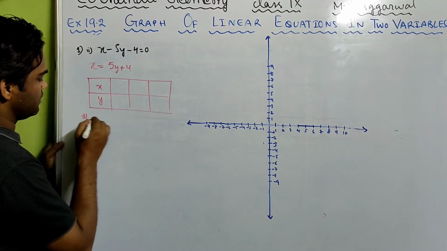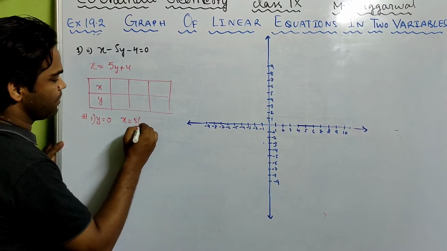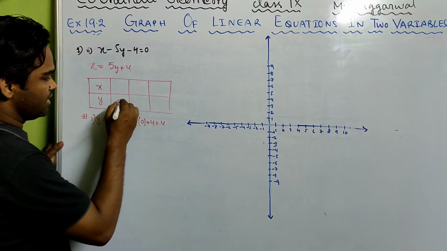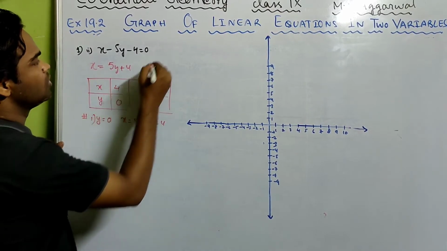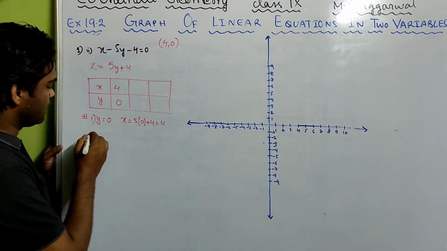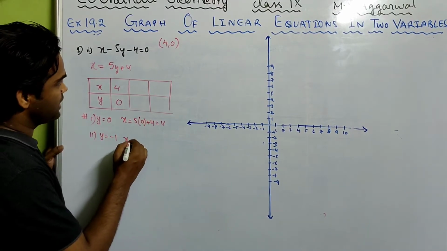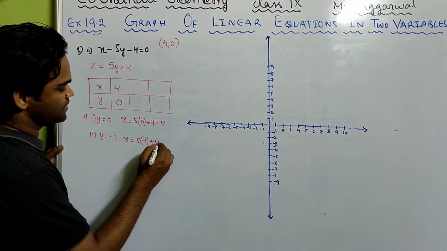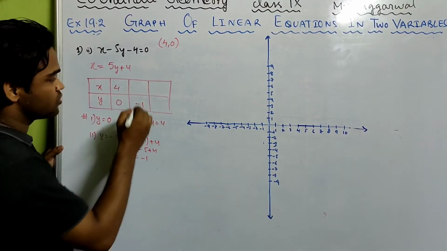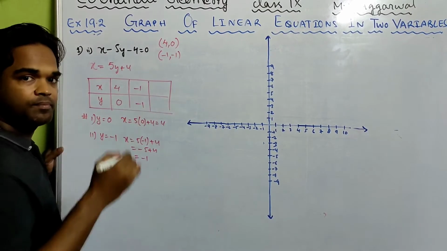Suppose I choose the value of y as 0. Then x will be 5 multiplied by 0 plus 4, that is 4. So when y is 0, x is 4. So the first point is 4 comma 0. Now the second one, take y as, suppose, minus 1. Then x will be 5 multiplied by minus 1 plus 4. That's minus 5 plus 4, that's minus 1. Which means when y was minus 1, x was also minus 1. So the second point is minus 1 comma minus 1.